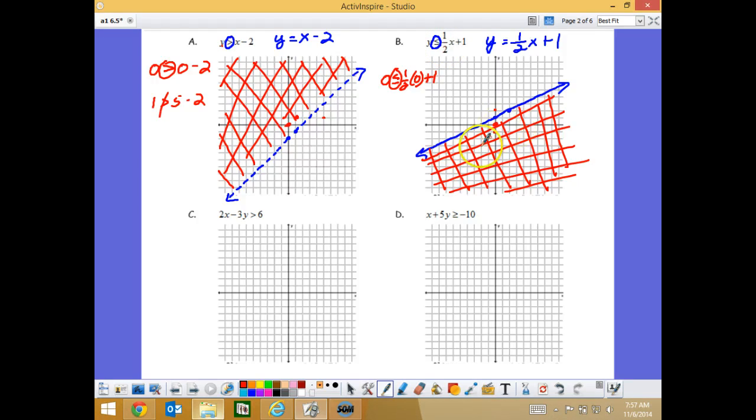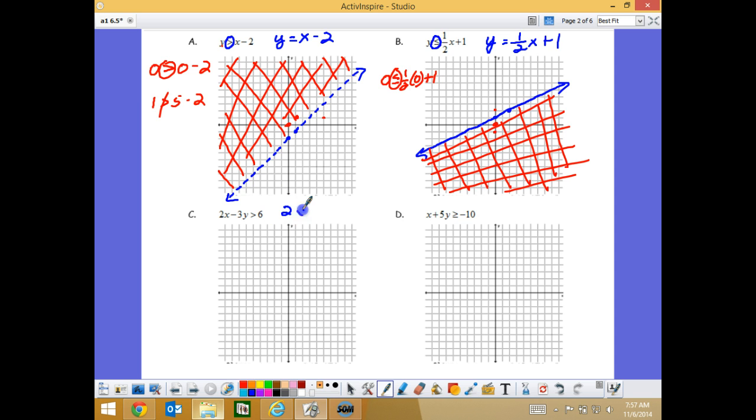So any point on this side of the line and on the line makes that inequality true. Any point on this side of the line makes it false. So you're shading one half of the grid basically, one side of the line or the other. Now, both C and D, both of those inequalities are given in standard form.